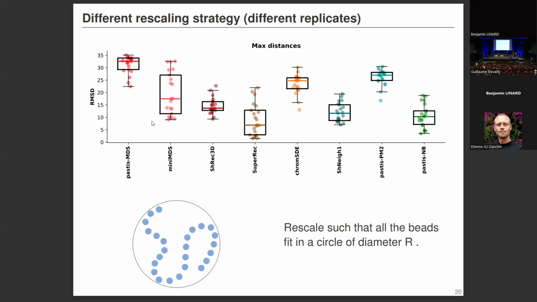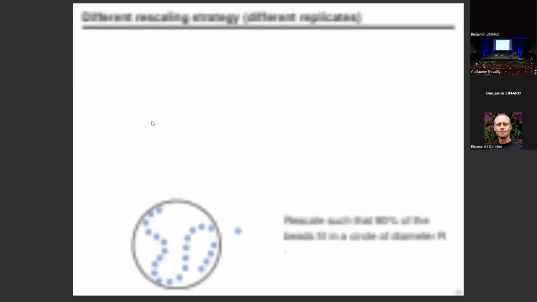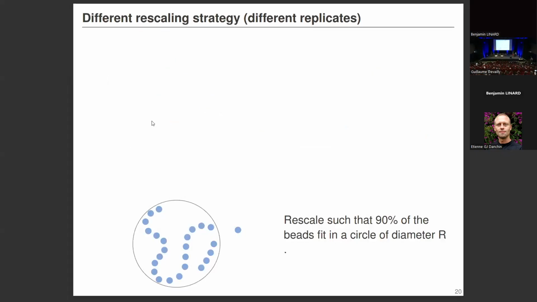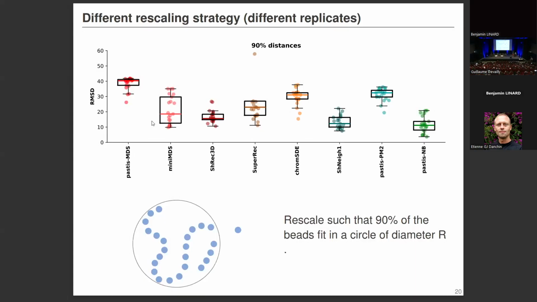And I was also a bit surprised by this because I knew SuperRec had outliers, and we didn't do anything to the outliers, so I didn't expect SuperRec to be the best one. So in the end, what we ended up doing is rescaling such that 90% of the beads fit in a circle of diameter R, and we had yet another ranking of our methods.